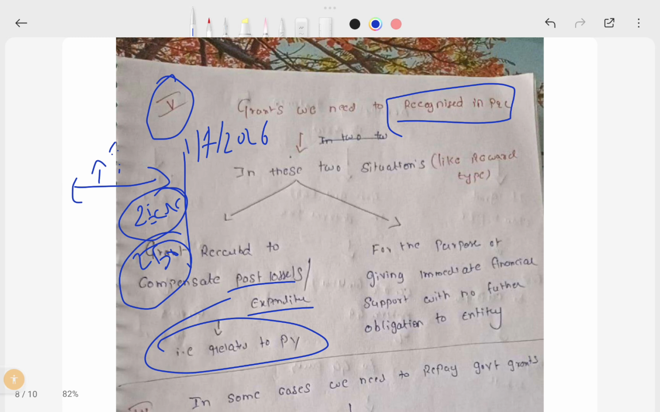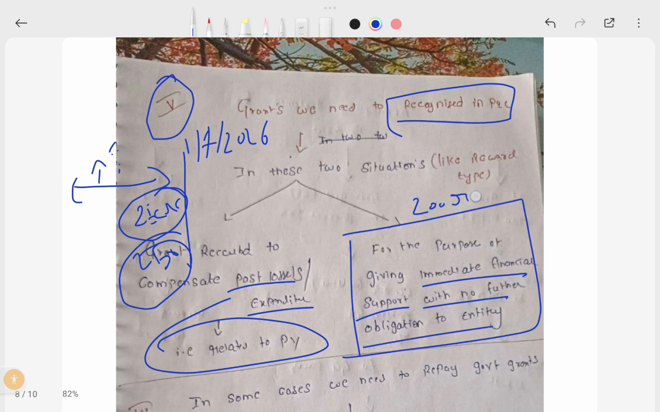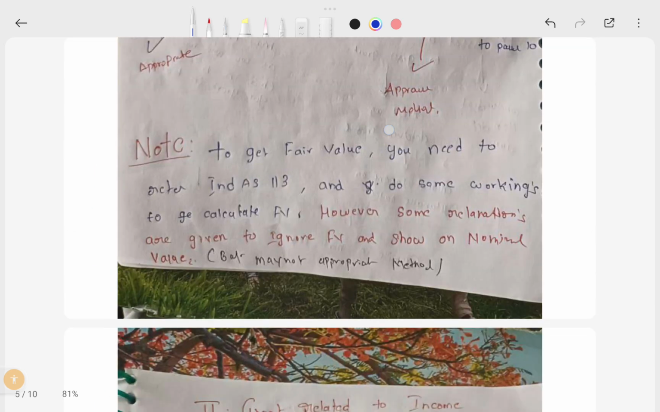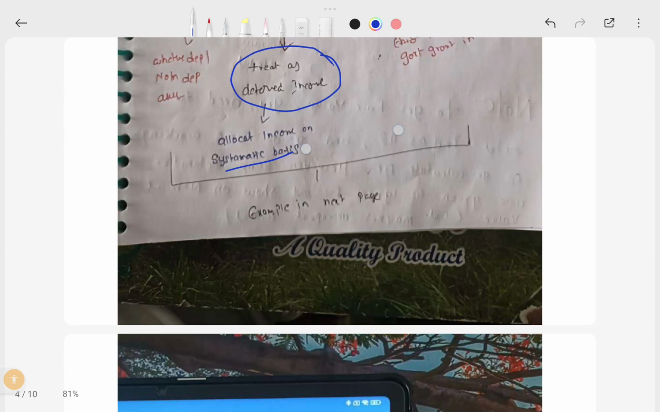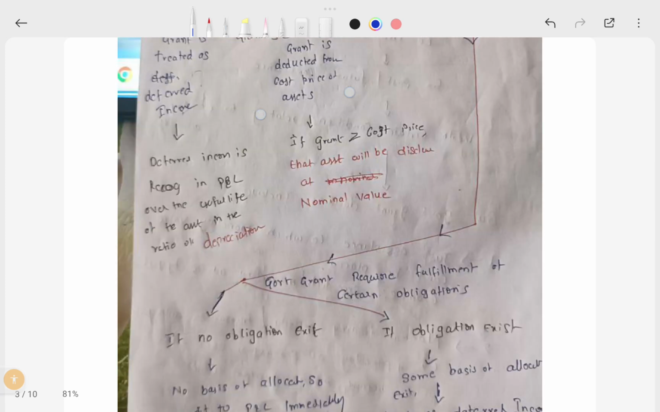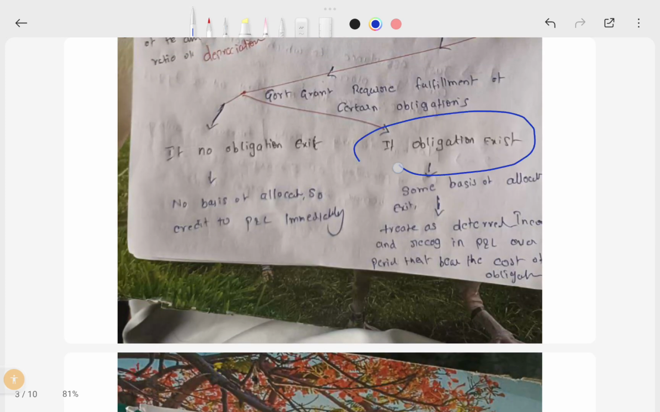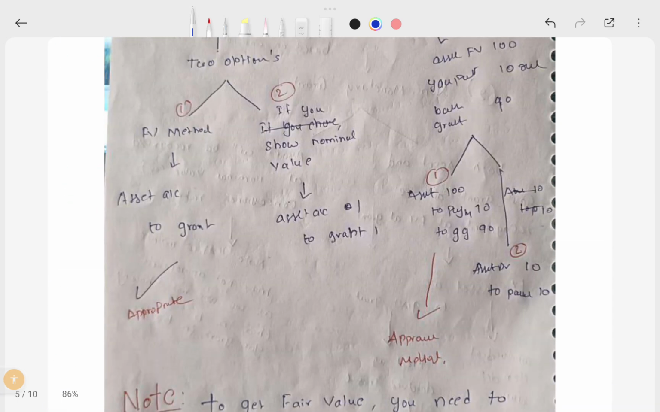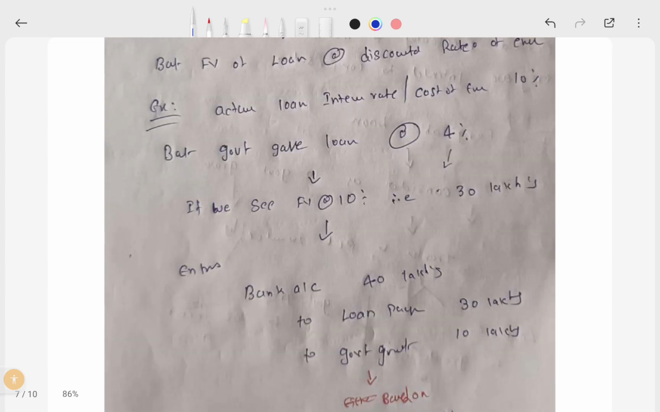You don't need to defer that revenue if it is given for the purpose of immediate financial support, with no further obligations. Say suppose they have given 200 crores benefit to you, but they didn't put any conditions on it. In that case, you directly treat it as income. I already told that in the initial case also. If they put any conditions, as I mentioned on the first page; if there is no obligation, it will be treated directly in the P&L account. I hope you understand that also.